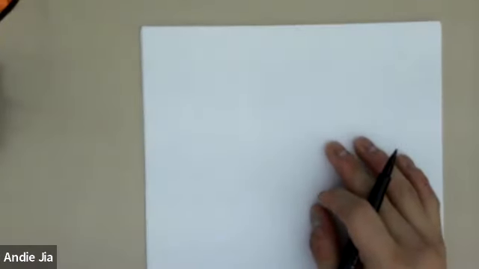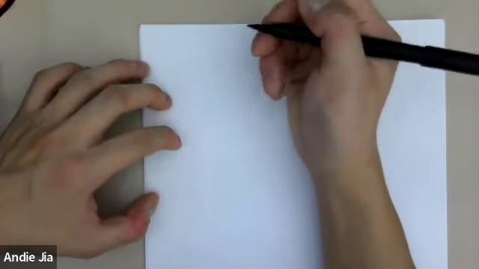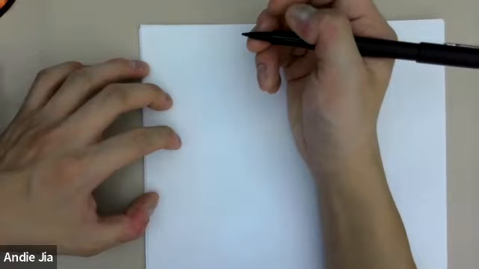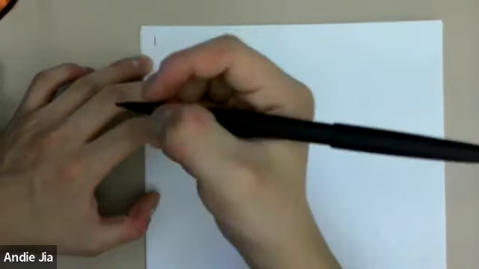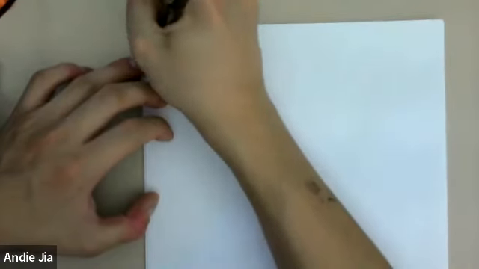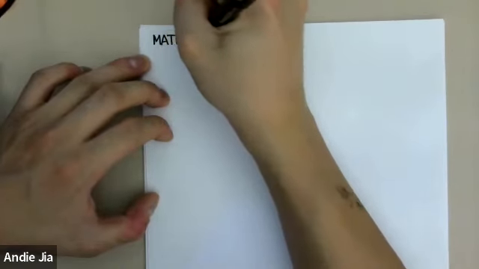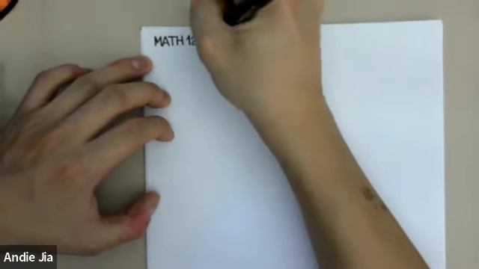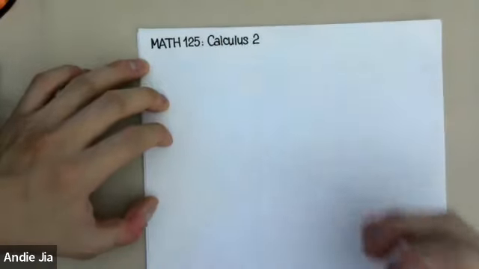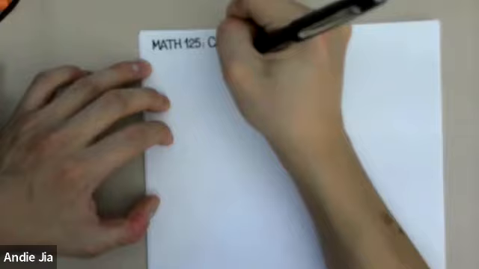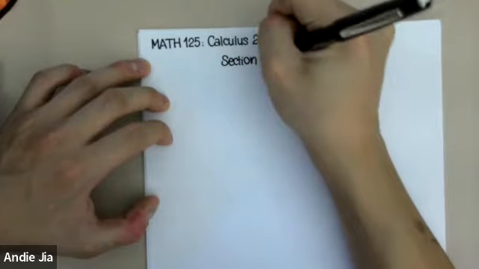Okay, let's get started. This is going to be the continuation of the trig integral, which is method 25, section 7.2, Calculus 2, which is still section 7.2, the trig integral.